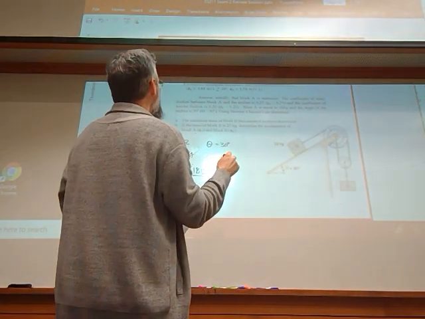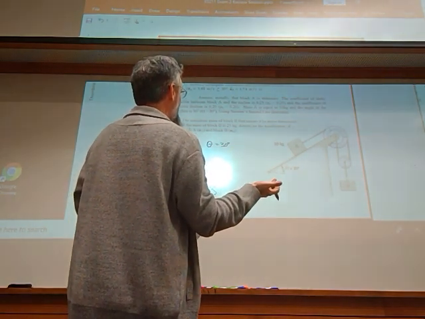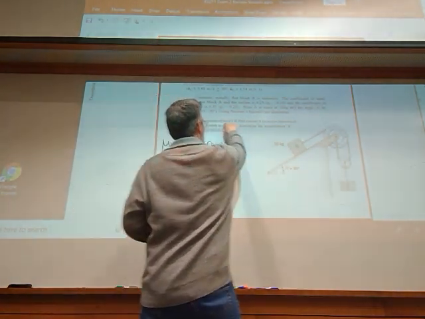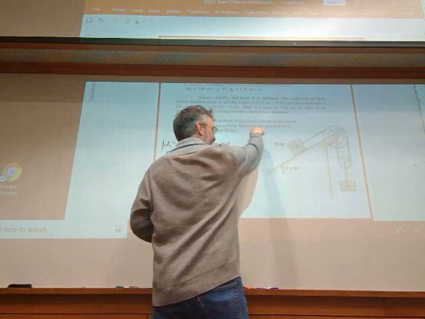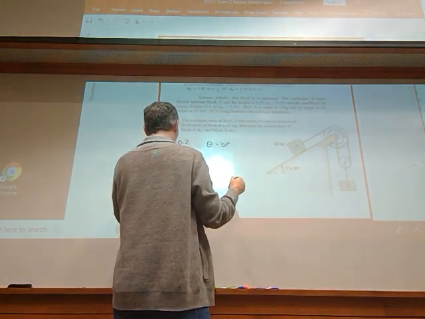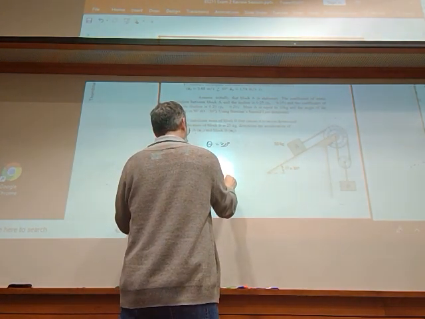So the minimum mass for block B that causes block B to move downwards. See, that's the phrasing of the thing that messes me up. Causes it must mean block B, not causing block A to move downwards. In the solution, this ends up being in the opposite direction. Let's see what happens.